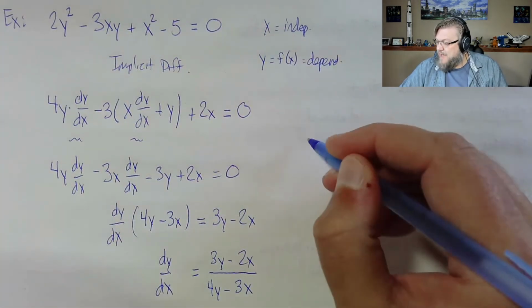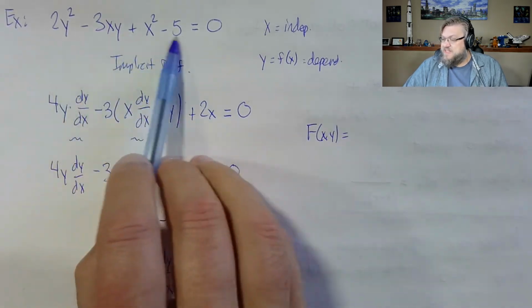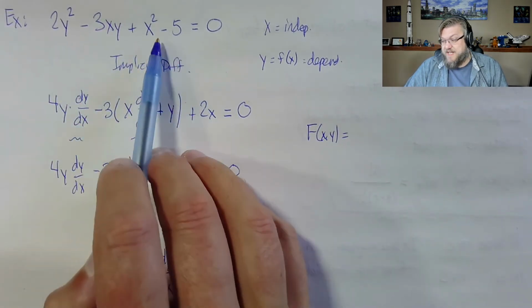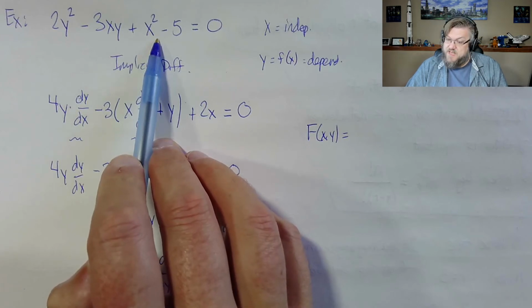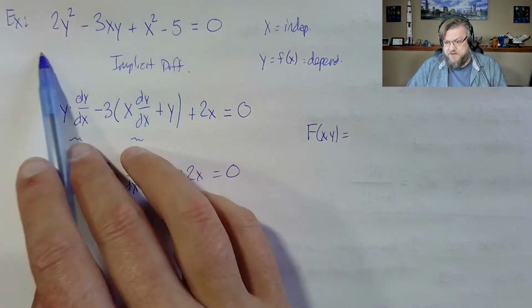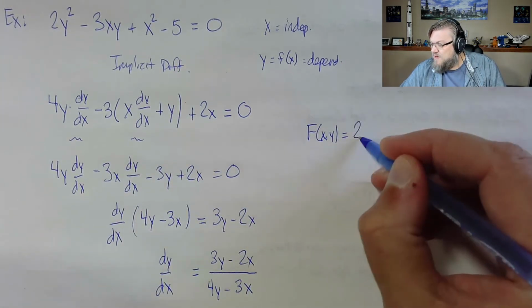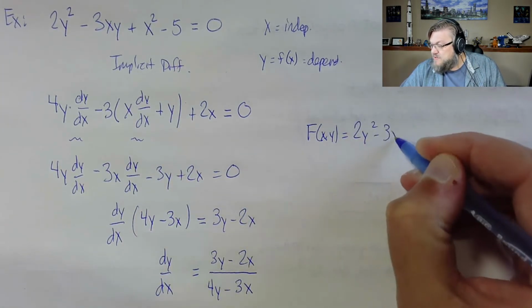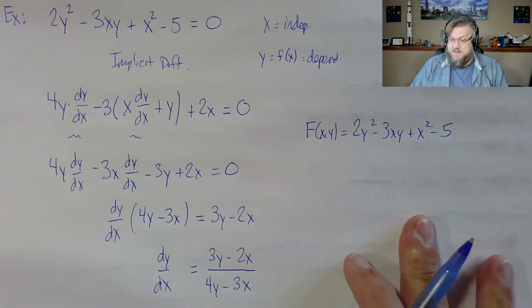And let's call that capital F. So in other words, I'm going to view this in a different light. In Calc 1, we viewed this as x is an independent variable and y depends on x. But in Calc 3, I could also think of this as a function of two independent variables, y and x, where this is 2y squared minus 3xy plus x squared minus 5, right?